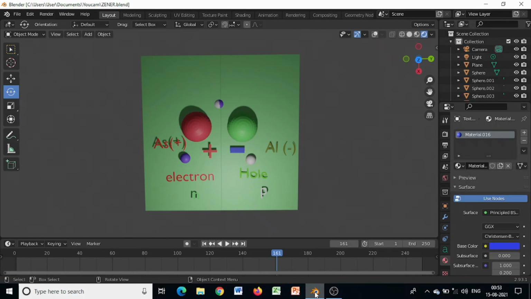In a PN junction diode, in the N side there are pentavalent positive donor atoms like arsenic. In P side there are trivalent negative acceptor atoms like aluminium. Electrons are majority carriers in N side and minority in P side, whereas holes are majority in P side and minority in N side. So, electrons diffuse from N side to P side and holes from P side to N side.